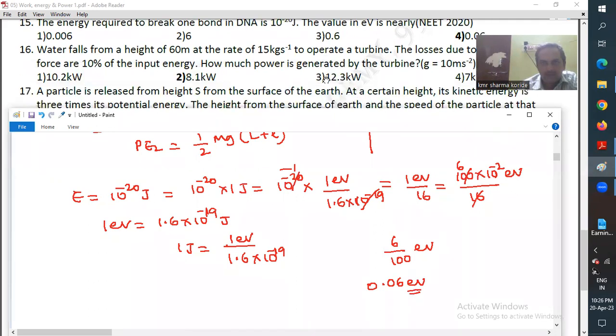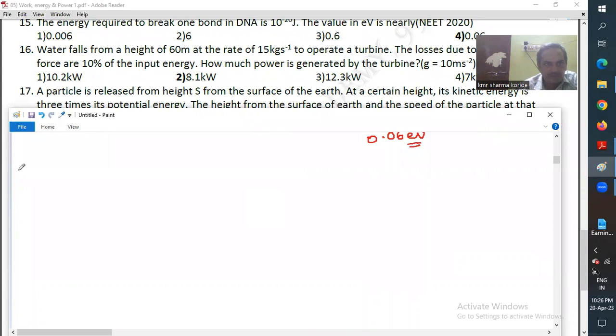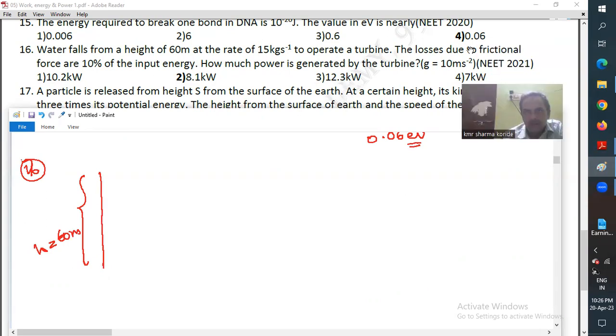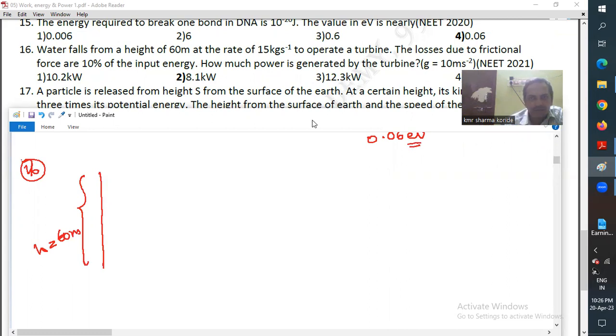Moving to the next question. This is question number 16. Water falls from a height of 60 meters at a rate of 15 kg per second to operate a turbine. The losses due to frictional force are 10% of the input energy. How much power is generated by the turbine?